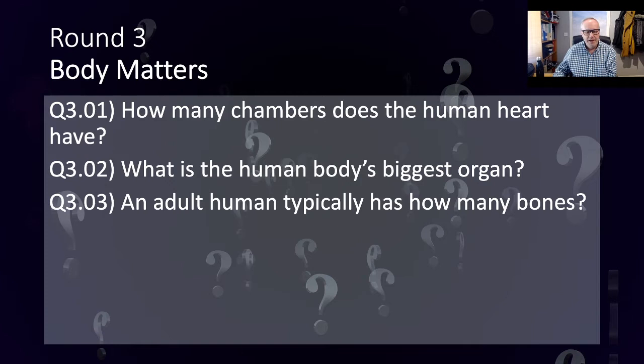Question number 3. An adult human typically has how many bones? That would be people with 5 fingers and 5 toes.